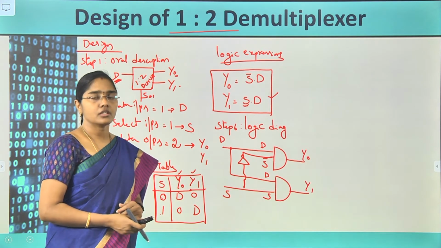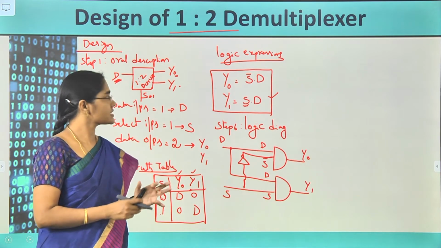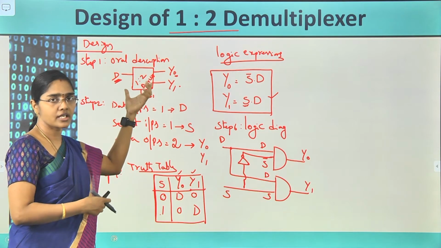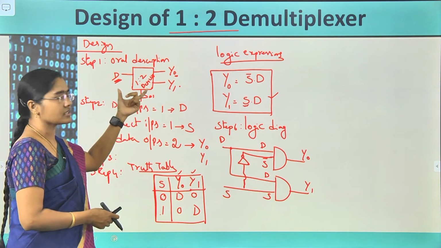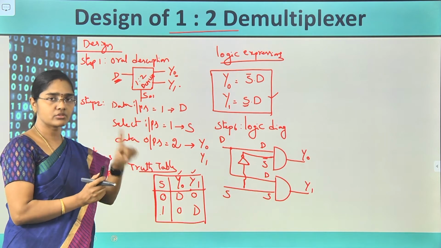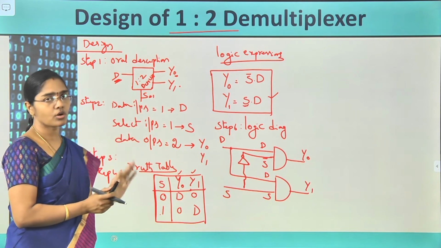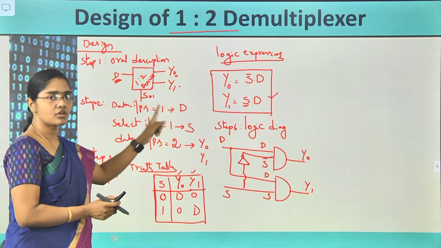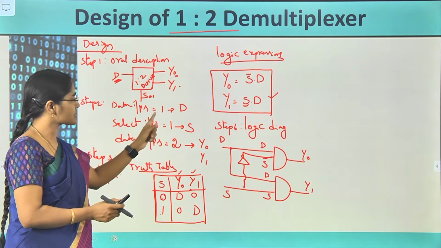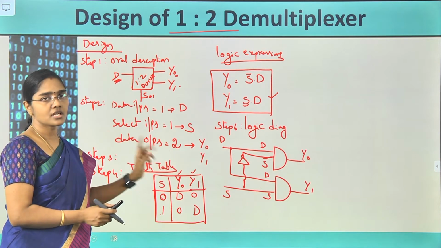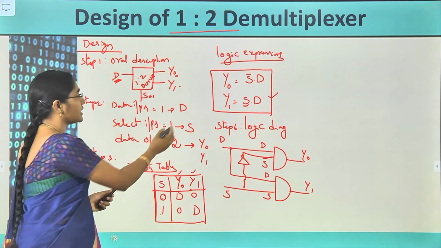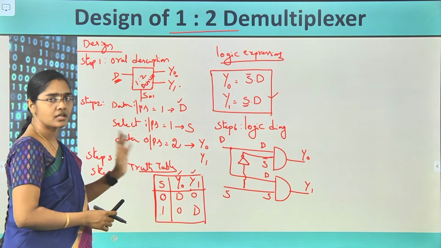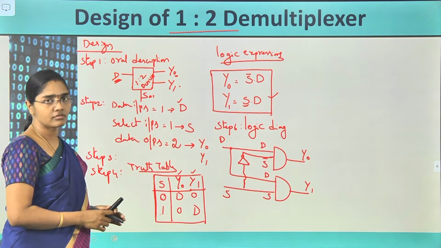Okay, I hope you understood this design. What is the design part? We took from step 1 the oral description, that is a combinational circuit which is going to take one input and give two outputs with one selection signal. Then identifying the number of inputs and outputs, data inputs and select inputs are 1, 1 and data outputs are 2. And then assigning the letter names: D for the data input, S for the select input, and y0 and y1 for the outputs.